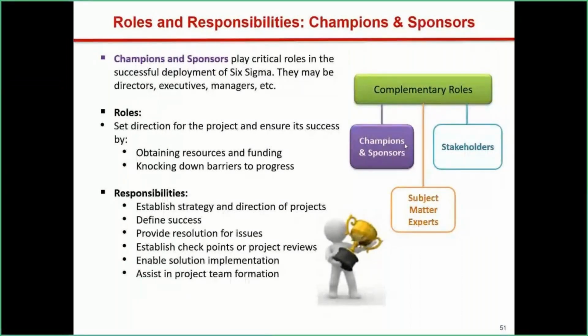Responsibilities: establish strategy and direction of the project, define success, provide resolution for issues, establish checkpoints for project reviews, enable solution implementation, and assist in project team formation.